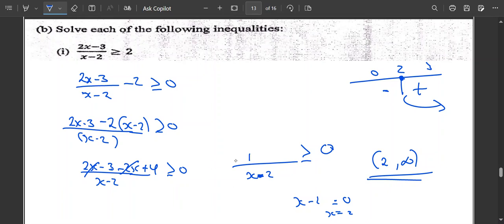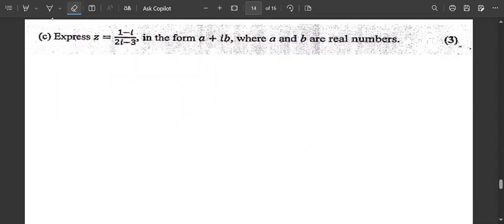Okay, so that is it about this one. Then let's go and do the other part as well. So we have expressed this one in the form of this one. So what you're going to do here is say 1 minus i over 2i minus 3, like that. Okay, so what do we do with this one?